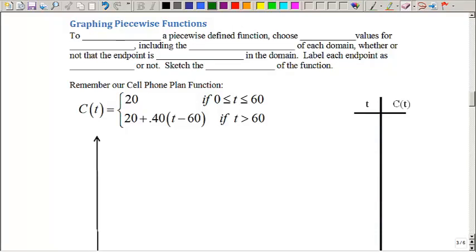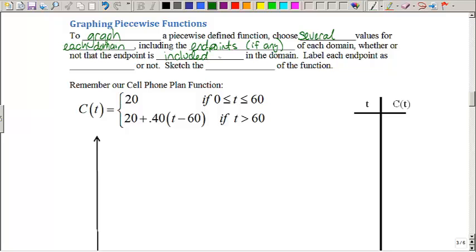So we just finished evaluating piecewise functions. Now we want to use that information that we just learned to graph piecewise functions. In order to graph a piecewise defined function, we need to choose several values for each domain, including the endpoints, if there is any, of each domain, whether or not that endpoint is actually included in the domain or not.